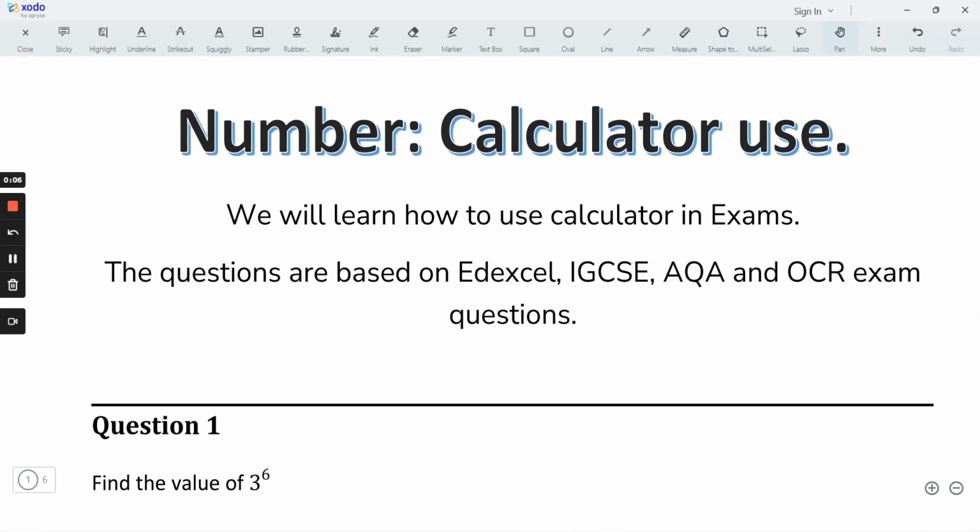Today we are going to talk about how to use calculator in exams. The questions are based on EDEXCEL, IGCSE, AQA and OCR exam questions.